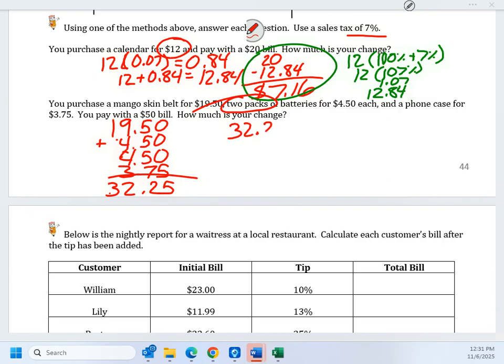32.25 times 0.07. So I'm going to find the amount of increase first. How much is 32.25 times 0.07, Colton? Phone a friend, Joe. 1.94. Say it louder again. 1.94. All right, so that is my tax, $1.94 tax. What do I do next?